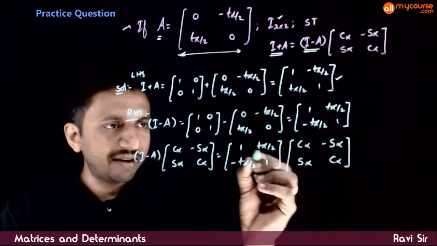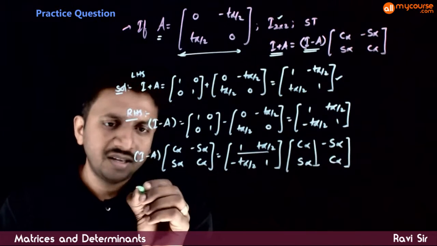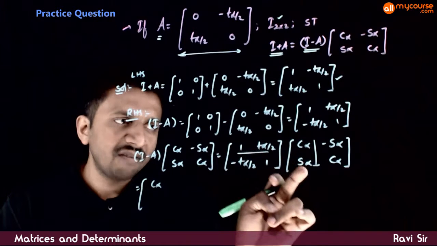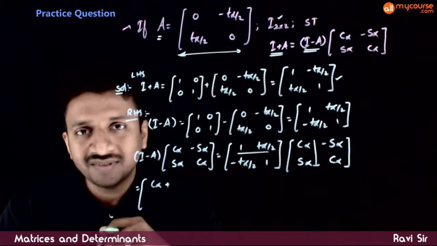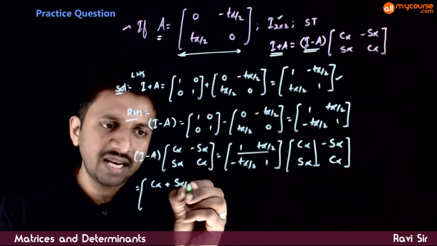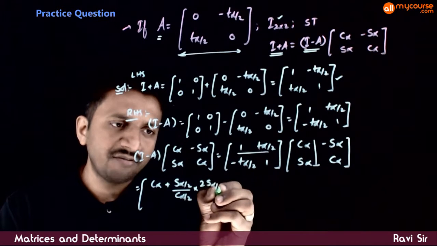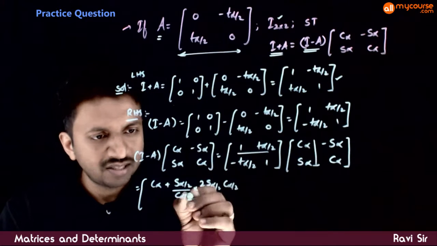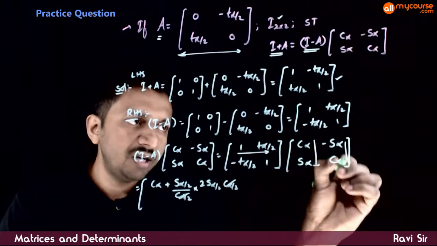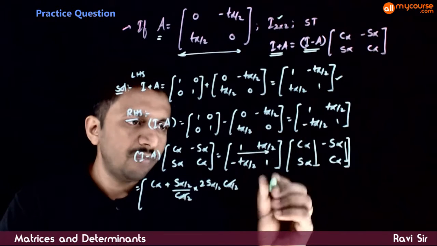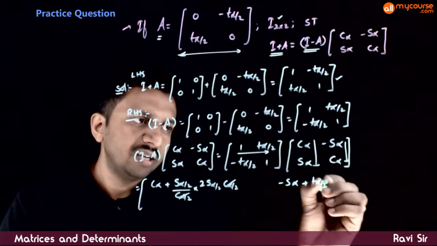You know how to multiply matrices. First row times first column: 1 into cos α is cos α, plus tan α by 2 into sin α. So tan α by 2 is sin α by 2 over cos α by 2, into sin α is 2 sin α by 2 cos α by 2. We'll simplify it afterwards. And this is the first element. What is the second element? First row into the second column: 1 into minus sin α is minus sin α, plus tan α by 2 times cos α.